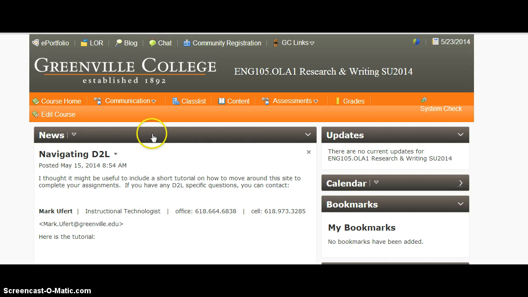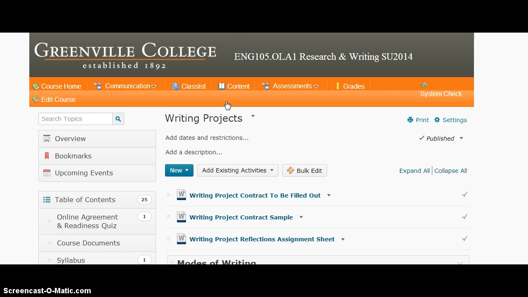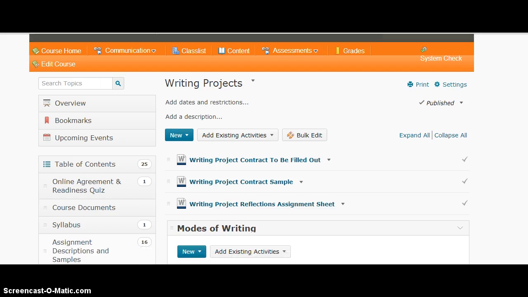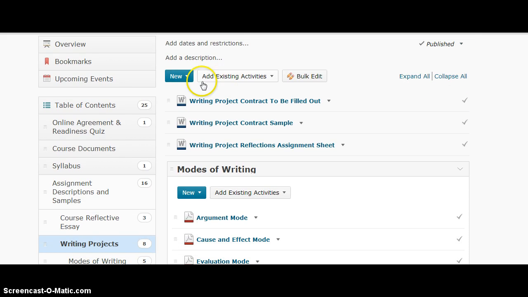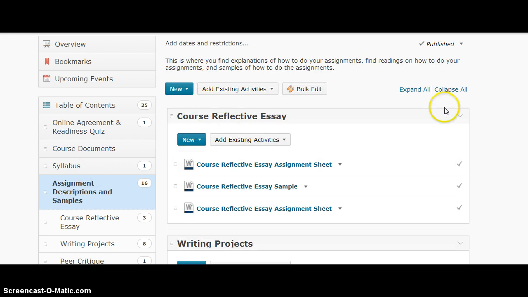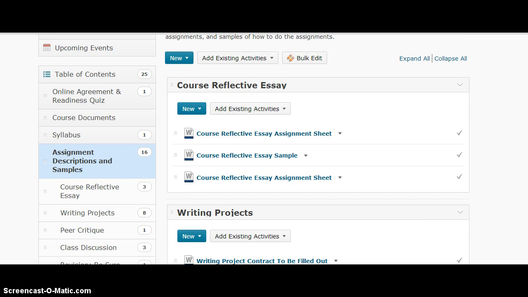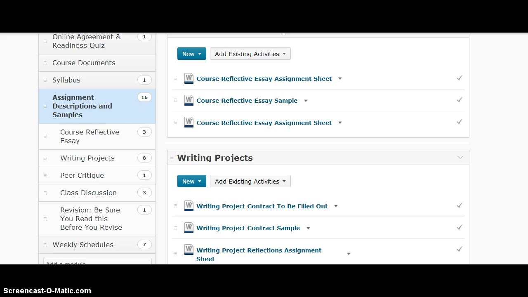Contract. First, let's see where we would go to find the contract. You go to the content page, you go to course documents, which you'll see on the left-hand side of the screen. Under course documents, there is an assignment description and samples. When you click that, it will show you the different types of things you'll have to complete for this class, including the course reflective essay and the writing projects.